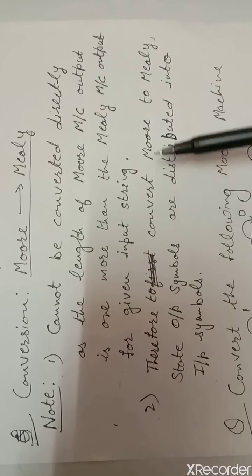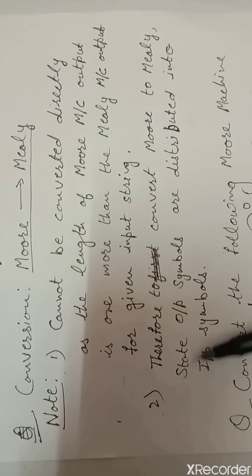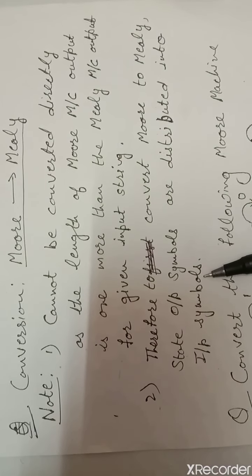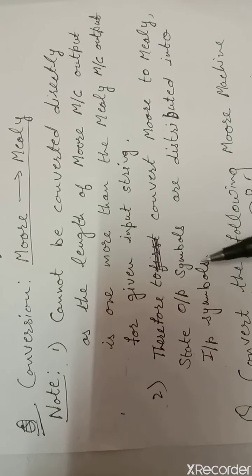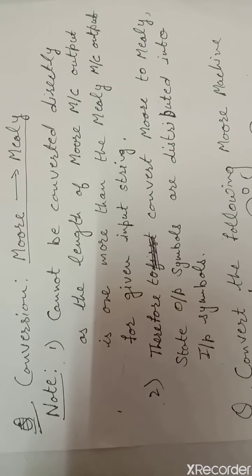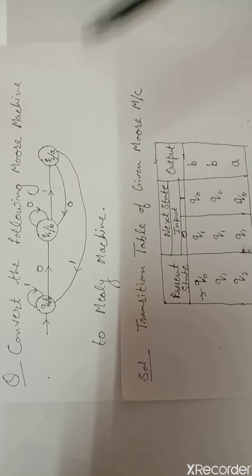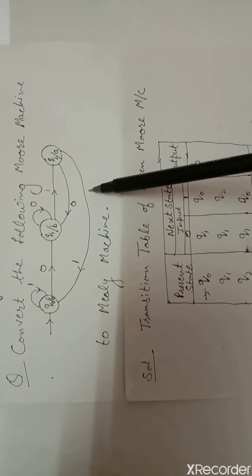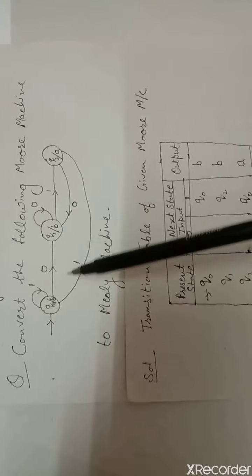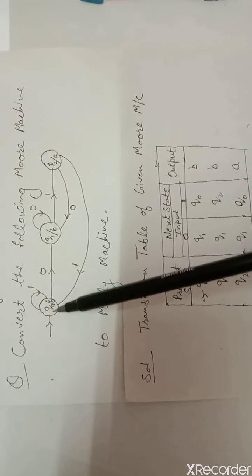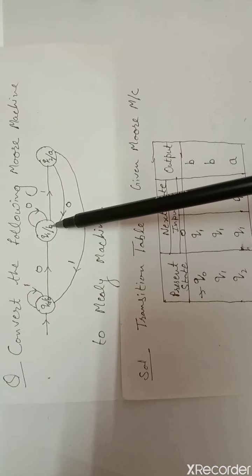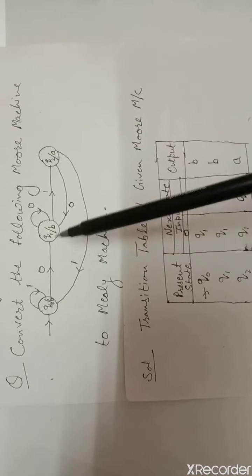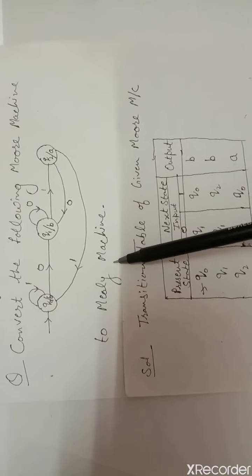Therefore, to convert a Moore machine to a Mealy machine, state output symbols are distributed into input symbols. So we have to distribute output symbols into input symbols. This is an example of a Moore machine. This is the state transition diagram of the Moore machine. You can see here the output depends on states only, independent of transitions. Now this is the Moore machine and we want to convert this into a Mealy machine.